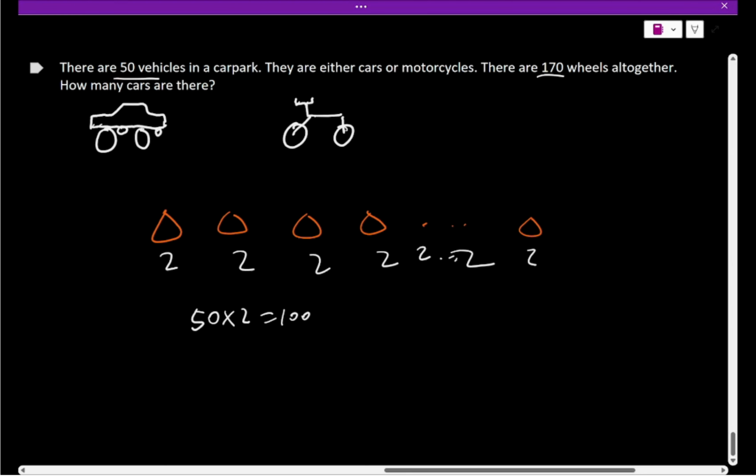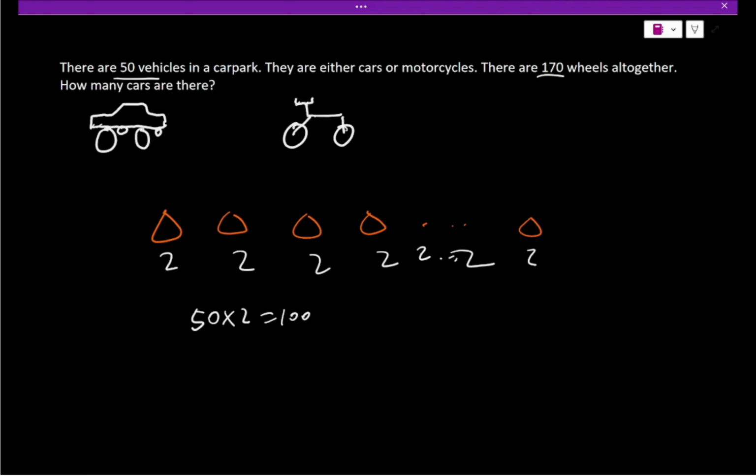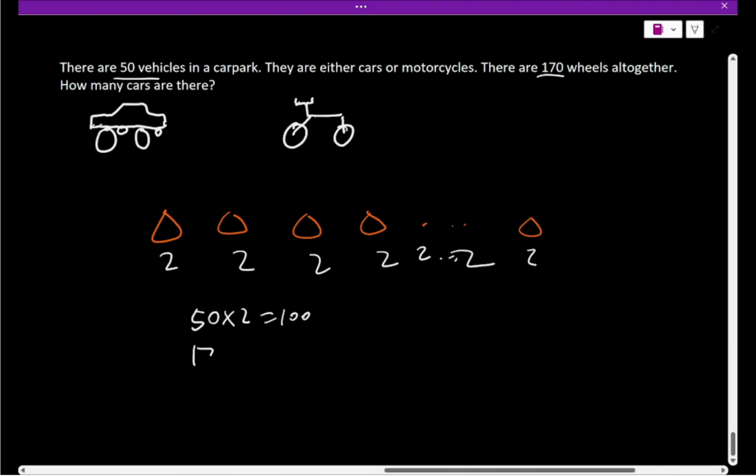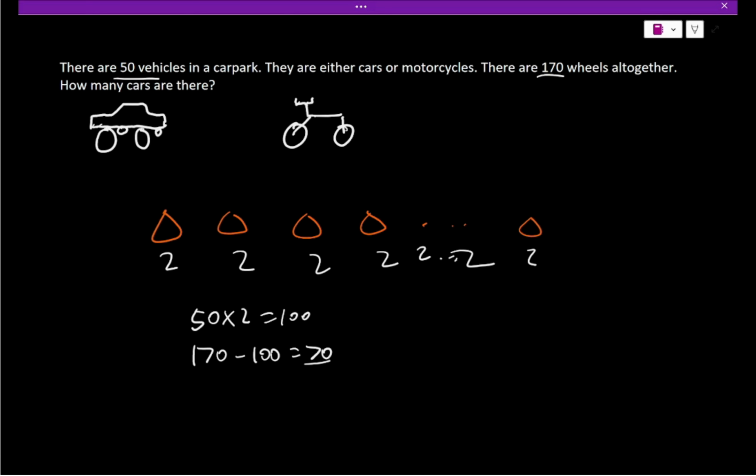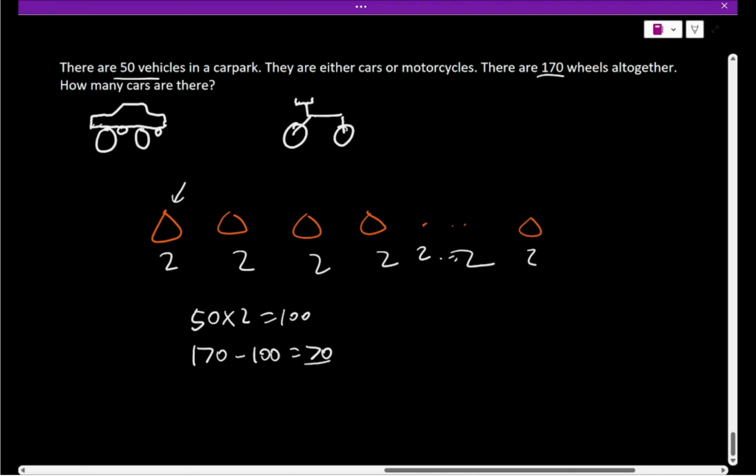So where did the remaining wheels go? In fact, they went to the cars. So let's find out how many wheels that is extra. So 170 minus 100 is equal to 70. So all these wheels are extra wheels that the cars have. And each car has 2 additional wheels. So instead of this being a motorcycle, to turn it into a car, you assign it 2 more wheels. And so on and so forth.